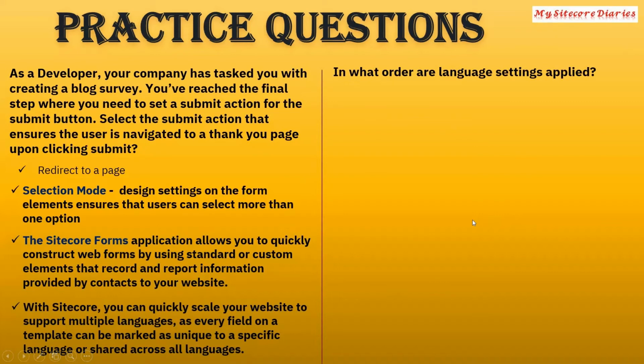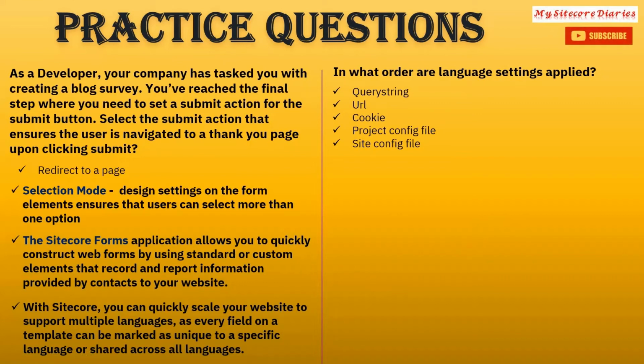In what order are the language settings applied? So when you have a language setting, you can get a language in the query string. You can get it in the URL, you can get it in the cookie, you can have it in the project config file, the Sitecore config file. So what is the precedence? First it will be the query string, then the URL, then the cookie, then your project config file, and then the site config file.